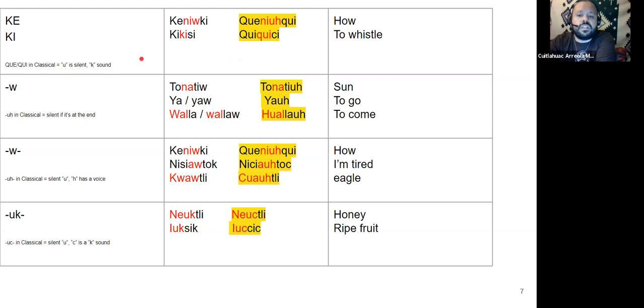Also with the word for rain, the noun, right? Kiawik, kiawik. So always a ki sound, never a kui. Kiawik is never a word for rain, it's kiawik. You have kikisi and kiawik and genihki, right? So it's a good word to take note of.